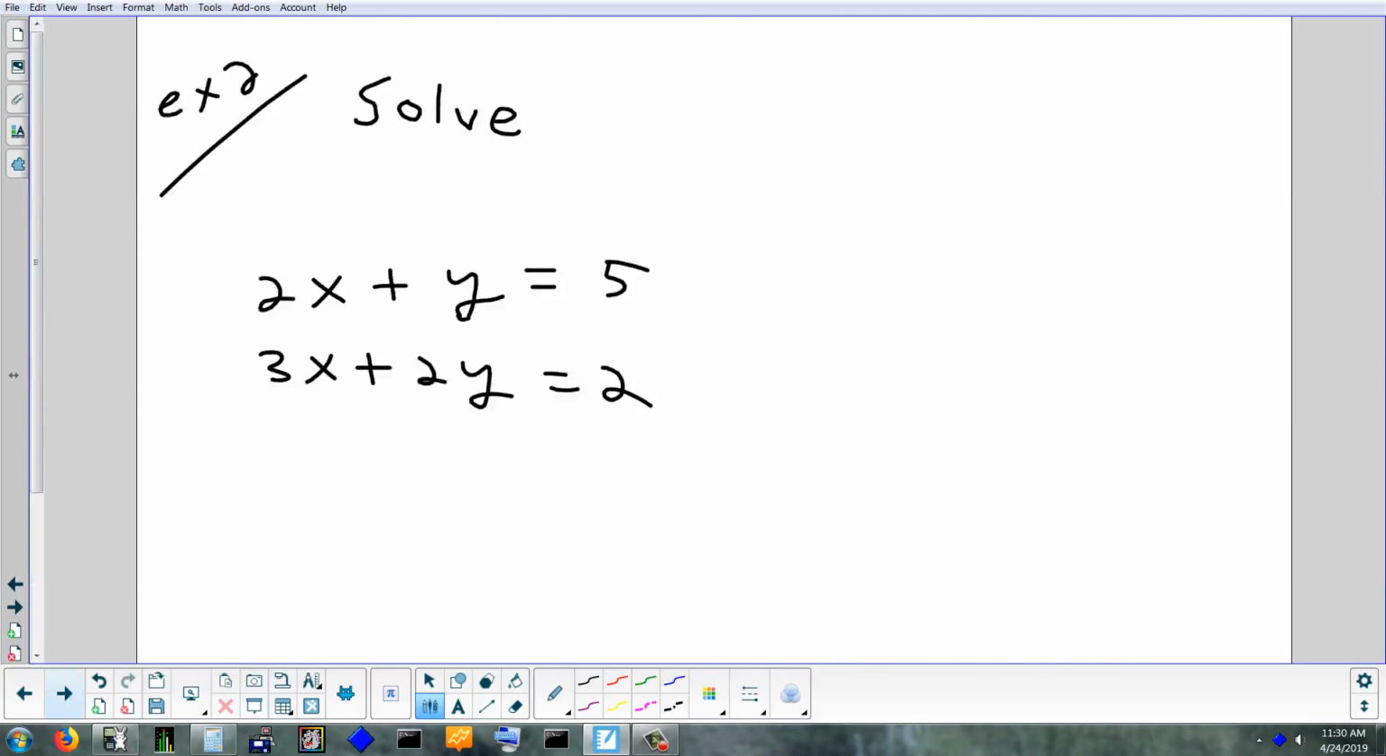Right, so let's take a real quick look at that. If we were going to solve it with substitution, which I'm not saying may or may not be the best way to do this one, but if you're going to solve it with substitution, which equation would you focus on and which letter would you get by itself in that equation? The first one, get y by itself. First one, get y by itself. So y equals 5 minus 2x.